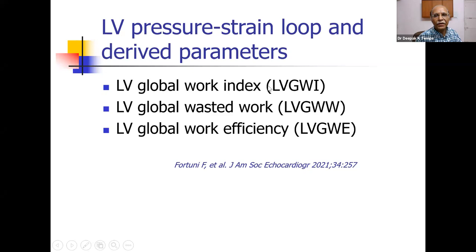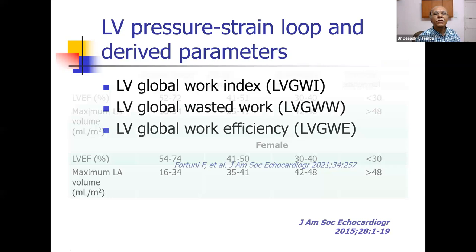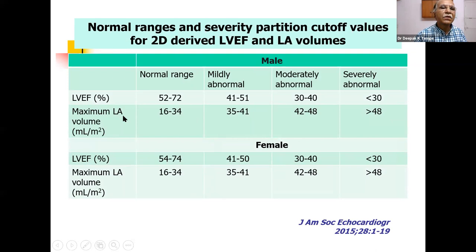So the global work index is another parameter which is coming up in assessing the LV function and predicting morbidity and mortality in your patients. And these are some of the numbers that the ACC/AHA has given. It defines mild, moderate, and severe LV dysfunction based on the ejection fraction and the left atrial volume, slightly different in males and females. If you want to assess the patient, these are additional numbers that can help you.